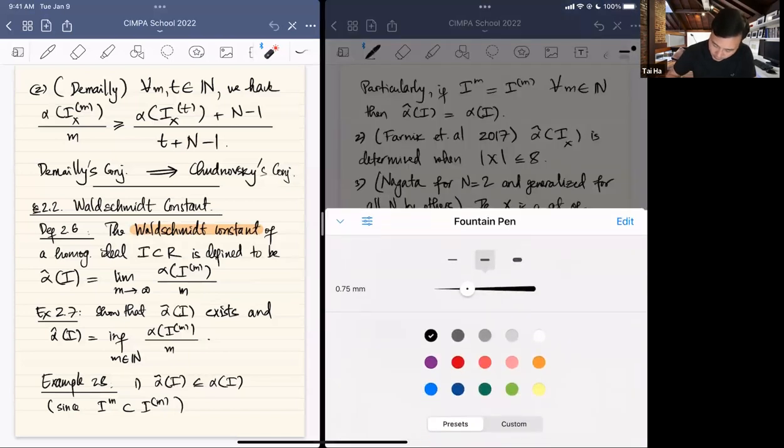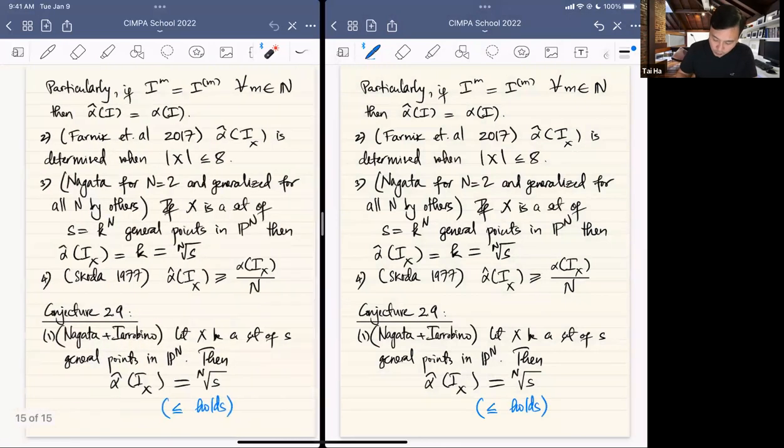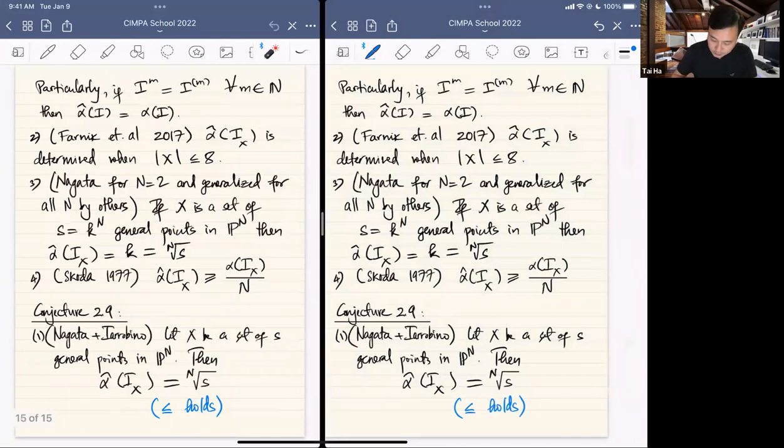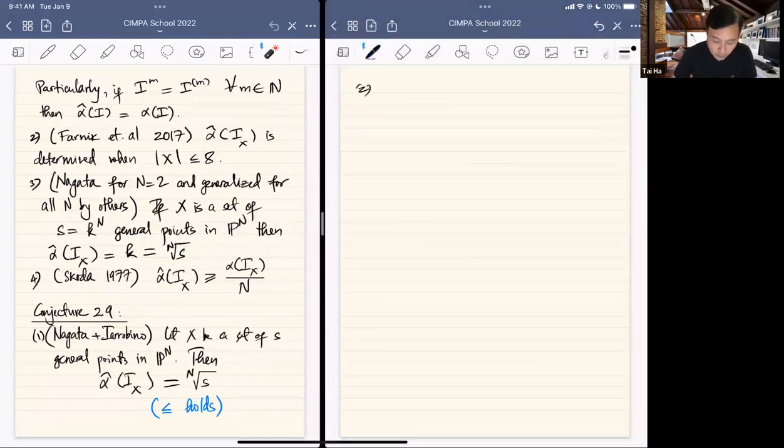And now this is where I can say that this direction is known to hold, right? So one needs to prove the bigger than or equal to inequalities.